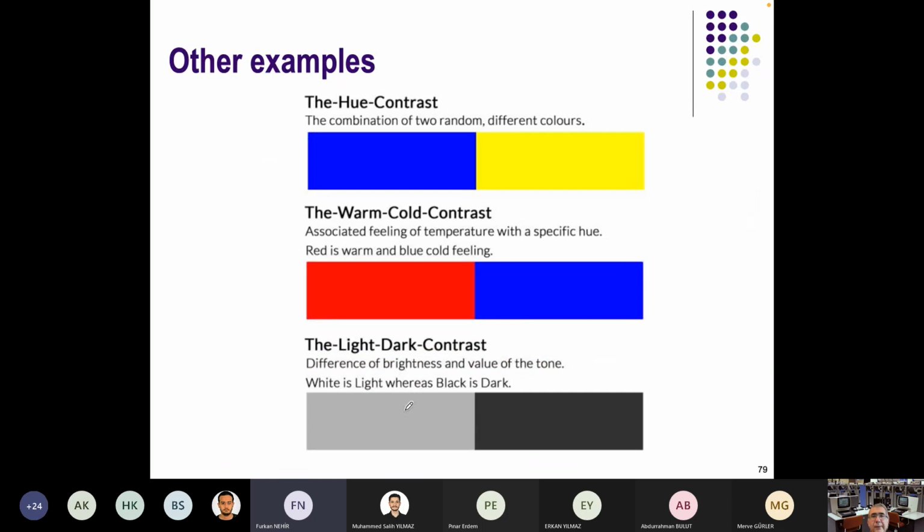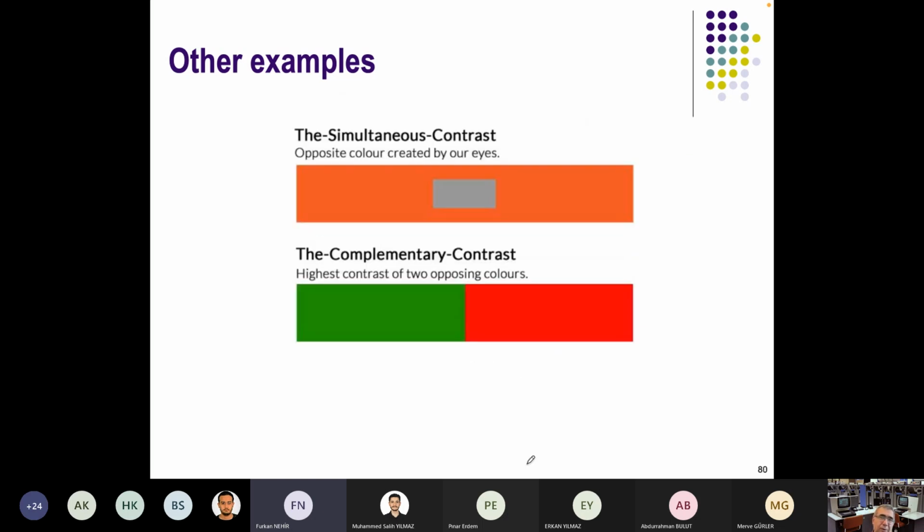We have other examples from the book. This is a good example of color contrast. So Fenerbahçe. Warm, cold contrast is similar intensity but different colors. So this is warm, this is cold, and then this is light and this is dark. Different values of contrast.